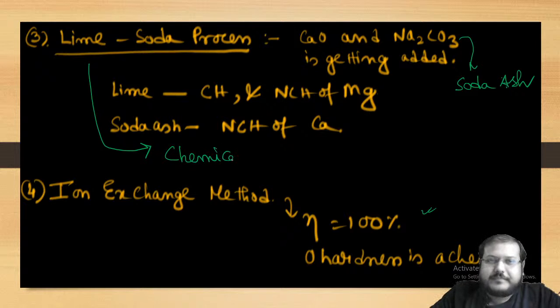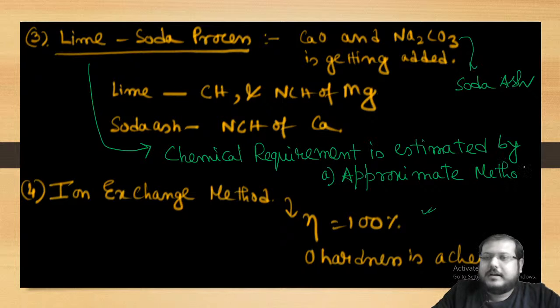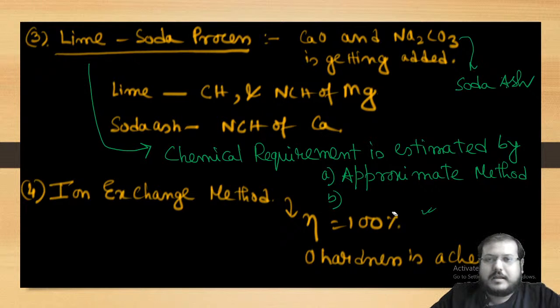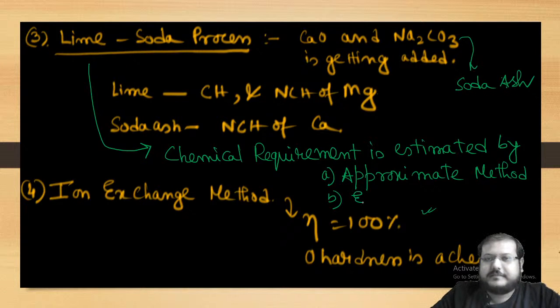Just putting the requirement. It is estimated by two methods. One is the approximate method. Another one is the exact method. Done by two ways, approximate method and exact method.